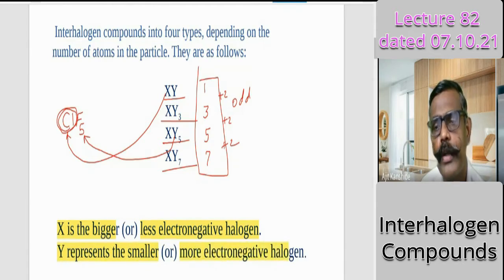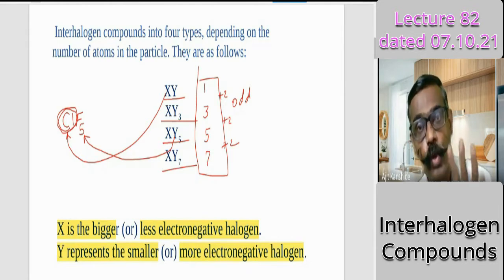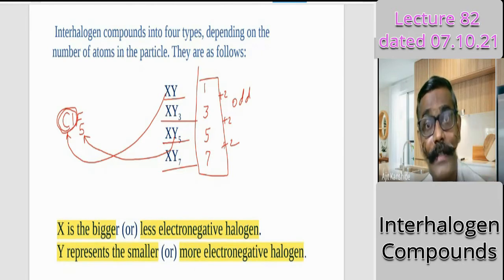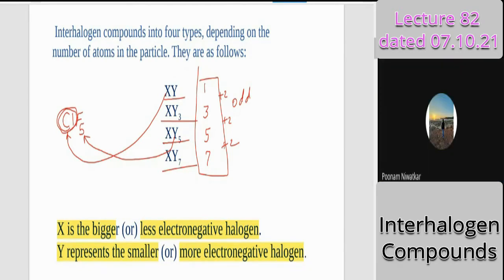So students, in this portion I told you the types of interhalogens: XY, XY3, XY5, XY7. Who is X? Larger, and less electronegative. Who is Y? The smaller halogen, and more electronegative. Yes, students, is this portion clear? Yes, sir.